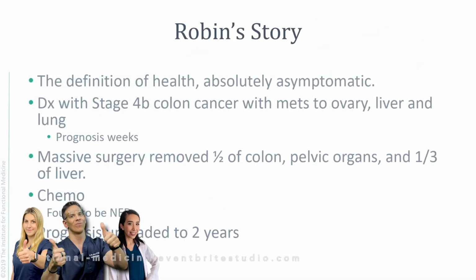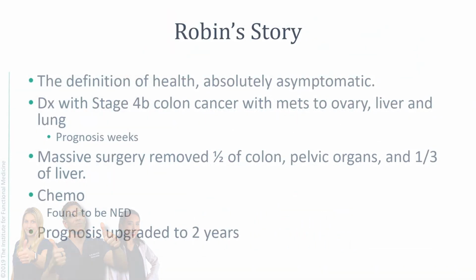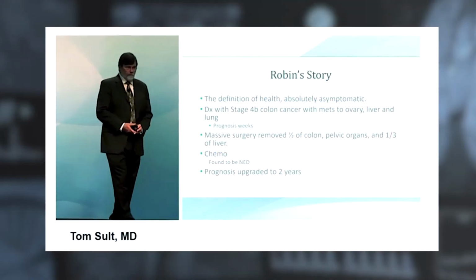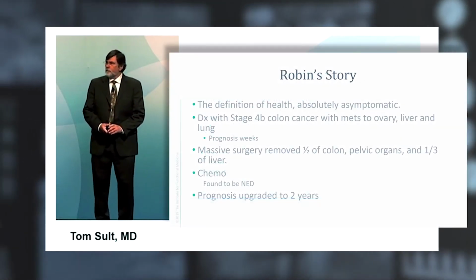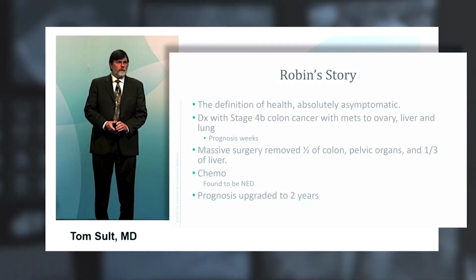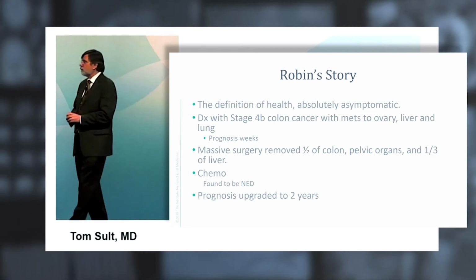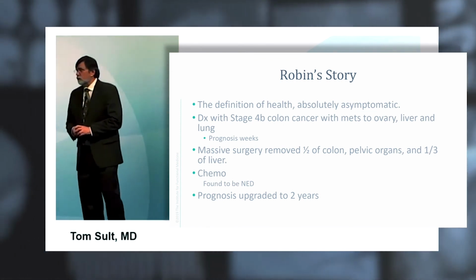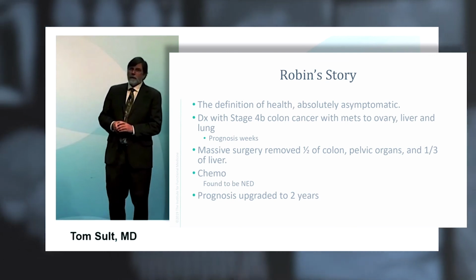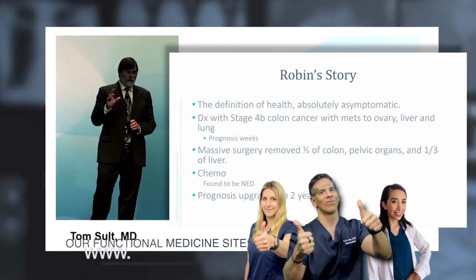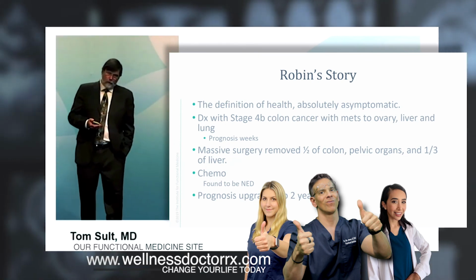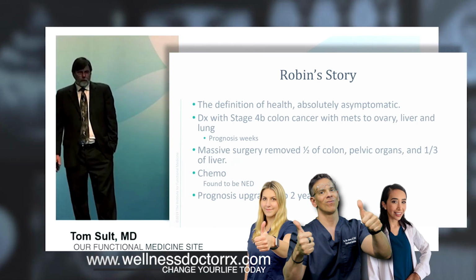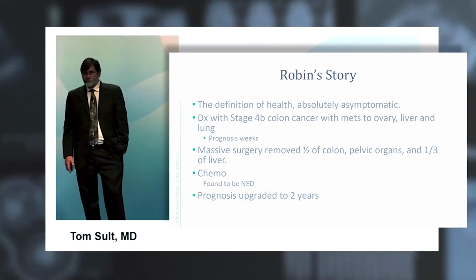One more story. This is Robin. Robin was absolutely the definition of health, absolutely asymptomatic. She was having a routine colonoscopy that I did. And she was found to eventually, she had a big mass in her, right, where the sigmoid becomes retroperitoneal, right at that junction. And it turned out to be stage 4B colon cancer with mets to her ovaries, liver, and lungs. Prognosis was measured in weeks.